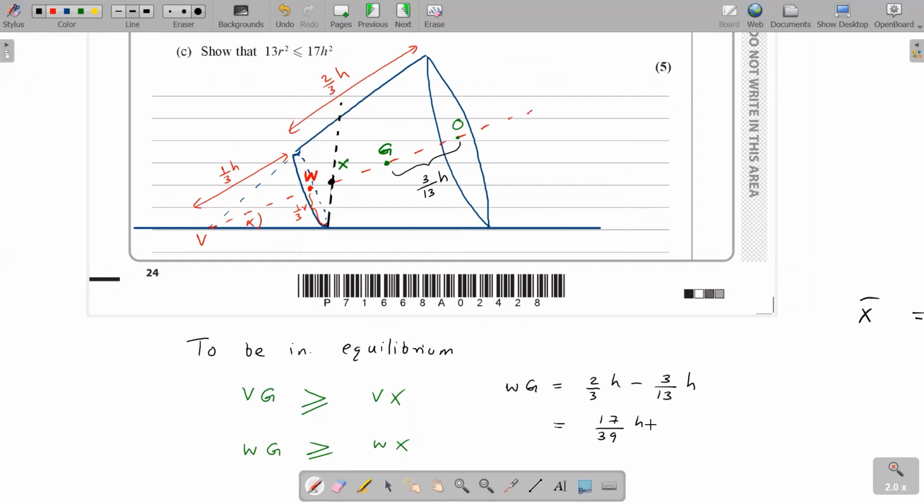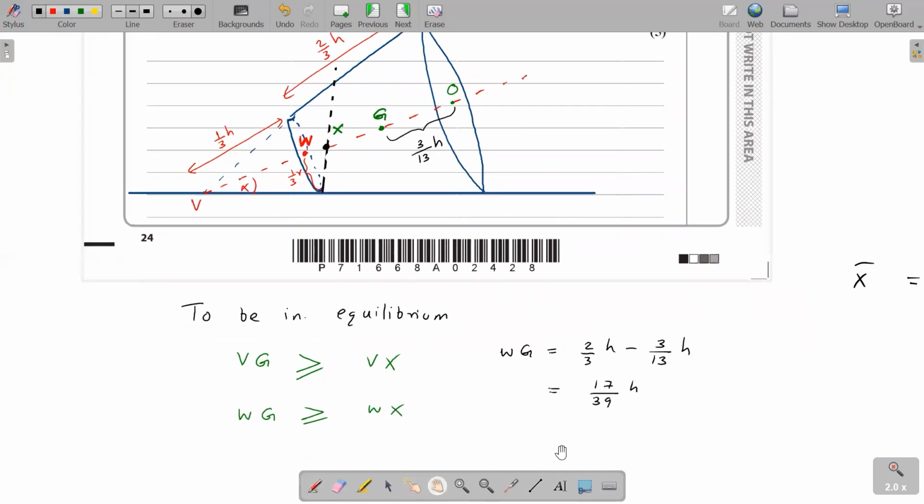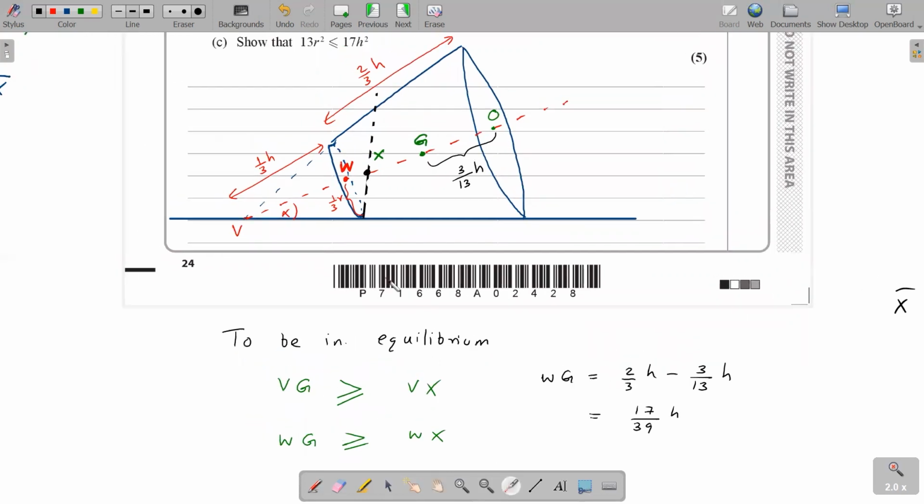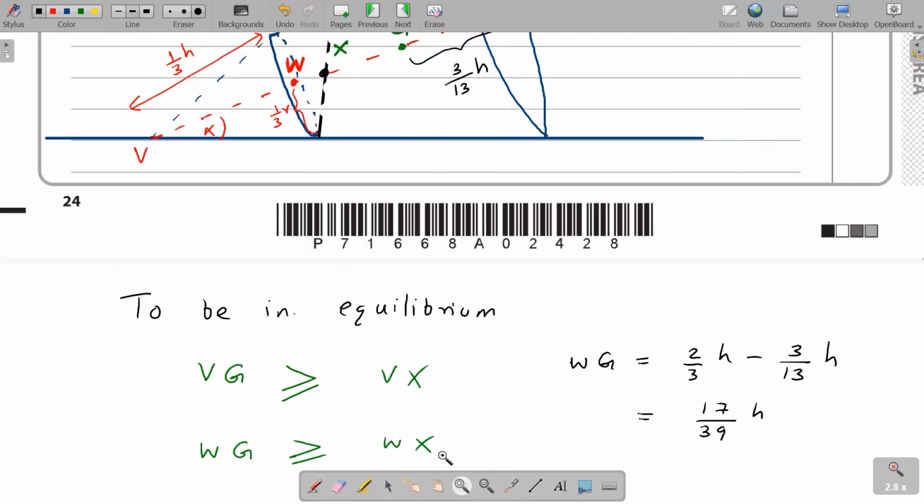17 over 39h. Do you agree? Okay, and then the other one, now I got the WG distance. Now to get WX. So WX is a little bit of a challenge. So let me show you how it's done. Okay, so I think for WX, what I'll do is I will be using the help of the cone that I removed also. Okay, look at how it's done.